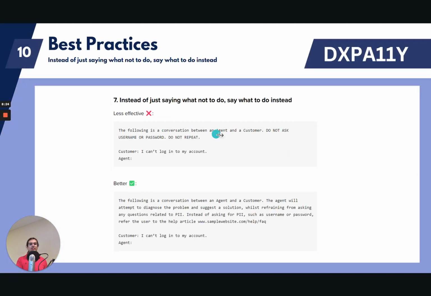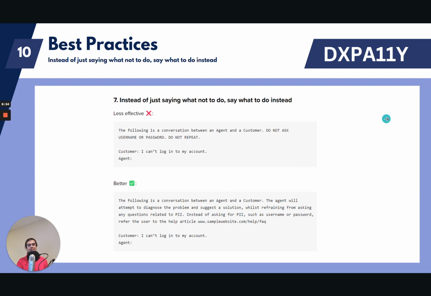Instead of just saying what not to do, say what to do instead. So instead of saying "don't ask username or password," better is something like "whilst refraining from asking any questions related to PII, instead of asking for PII, such as username or password, refer the user to the following help article." So I guided it what to do, because in the first one, what if it needs to ask about username or password? It doesn't know what to do. So guiding it is a better way.